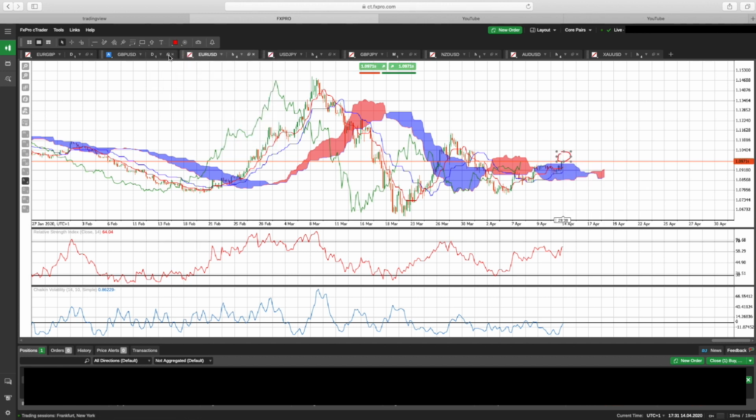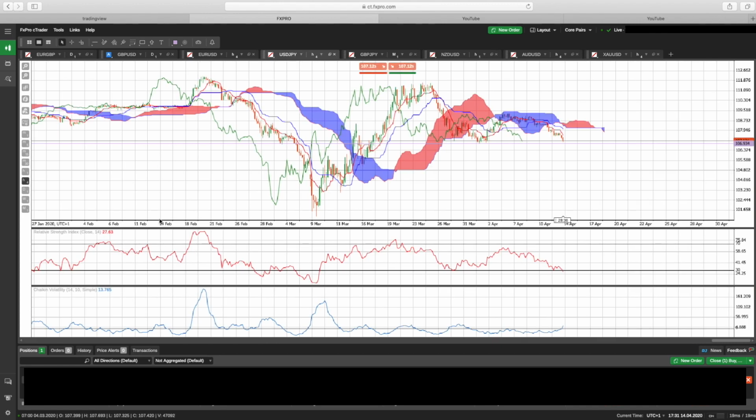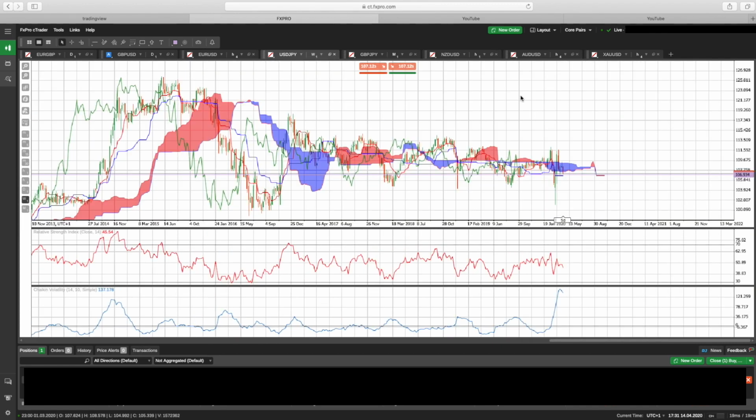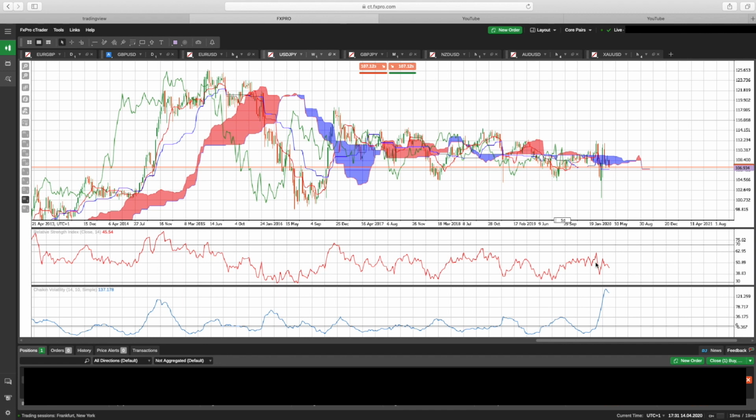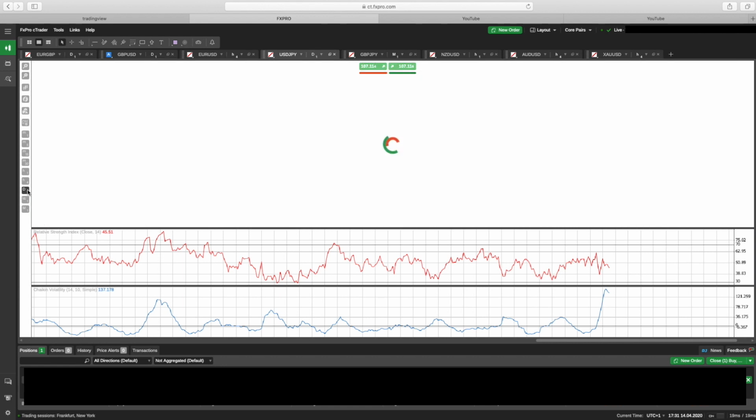So now move on to the USD yen. Now this again is an interesting pair as well due to the current climate. So I'm going down to the weekly first. The RSI is showing a divergence on the weekly. My Chaikin volatility is peaked.